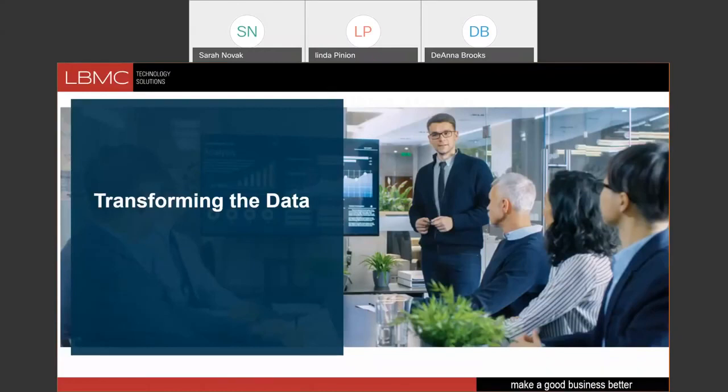And in the past, sometimes it was because we didn't have the data. Today, fast forward, we have a lot of data. In fact, we have so much data that sometimes we don't even realize where all that data is and all the things that we can do with that data. So let's talk about transforming the data.